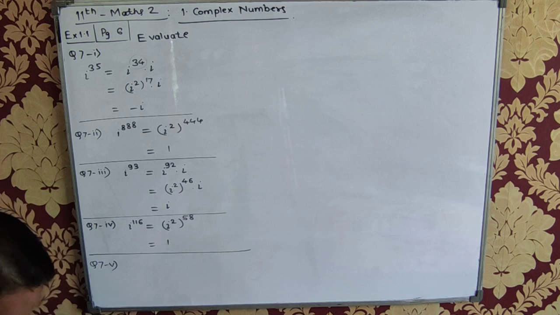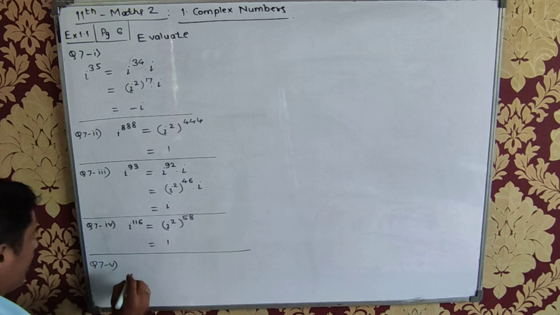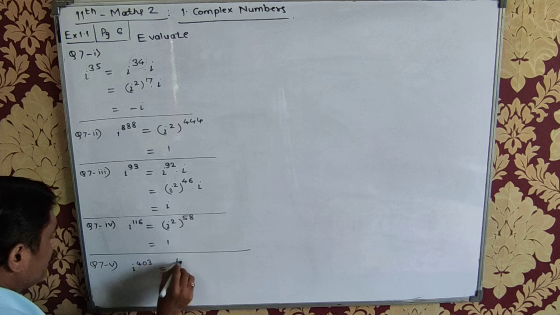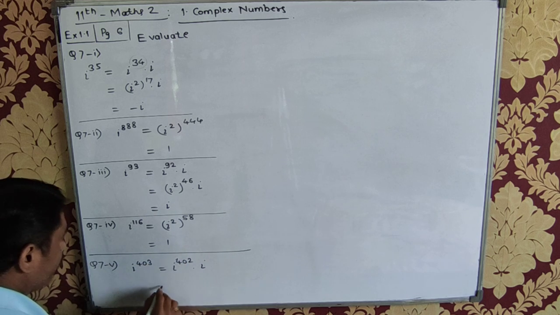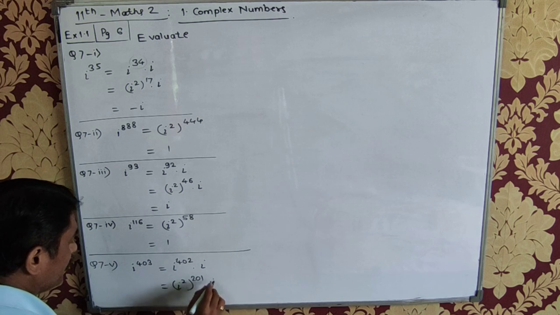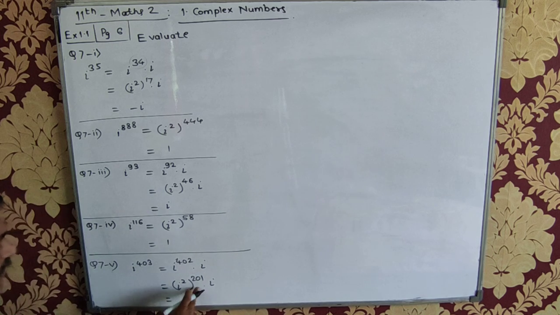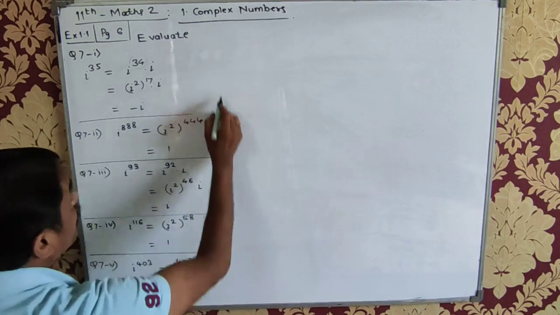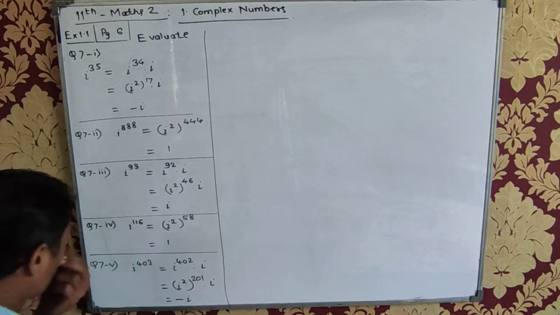Come on, tell me. i raised to 403. i raised to 402 into i. That is i square bracket raised to 201 into i. Minus 1 into i, minus 1. Minus i is the answer. Is this okay? Yes. Any doubts about that?